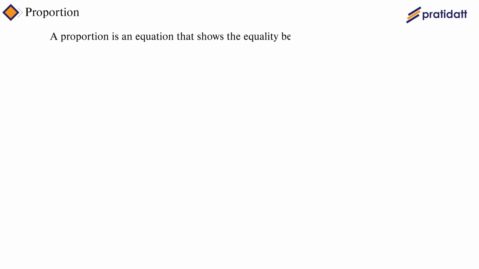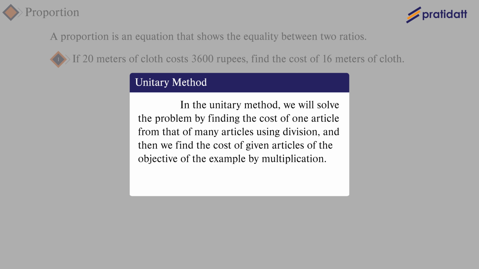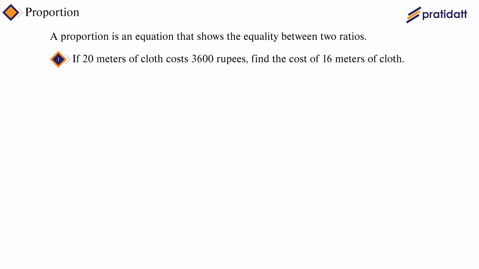A proportion is an equation that shows the equality between two ratios. Consider an example. If 20 meters of cloth costs 3,600 rupees, find the cost of 16 meters of cloth. We will solve this example by using the unitary method. So what is the unitary method? In the unitary method, we solve the problem by finding the cost of one article from that of many articles using division, and then we find the cost of the required articles by multiplication.